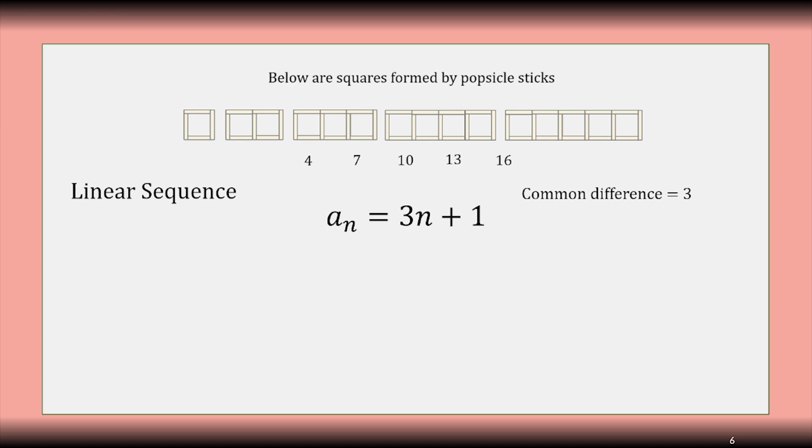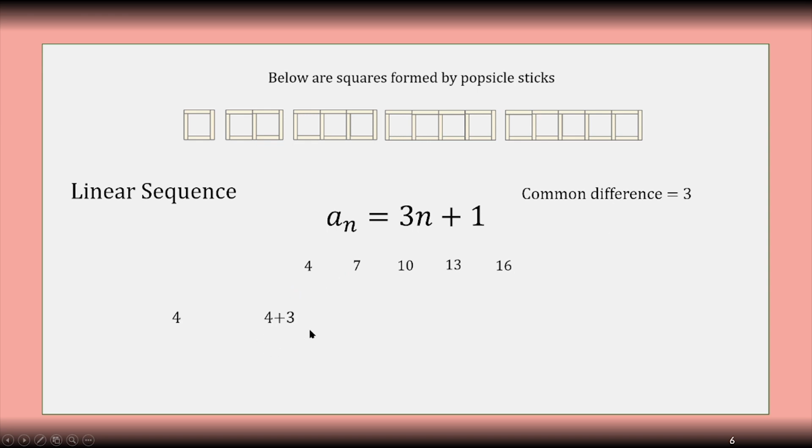Now, we will do something different here. We will find our nth term in another way, because this is related to our next lesson. So, let us start with our first term, which is 4. And to get the second term, of course, we need to add the common difference. Our common difference is 3.